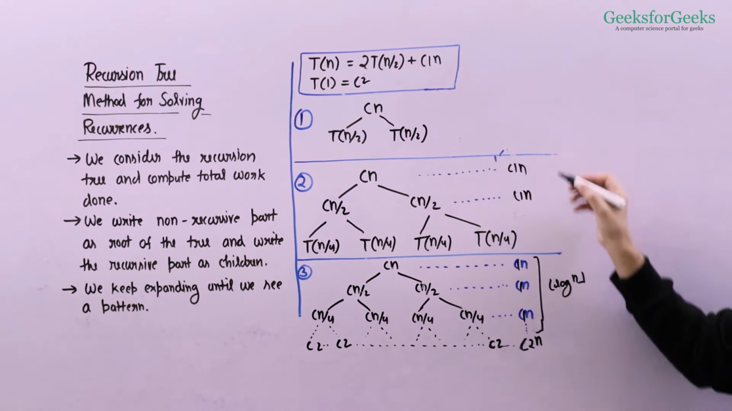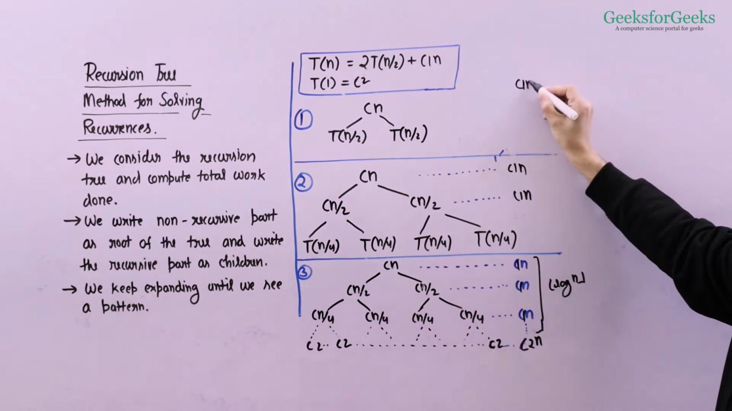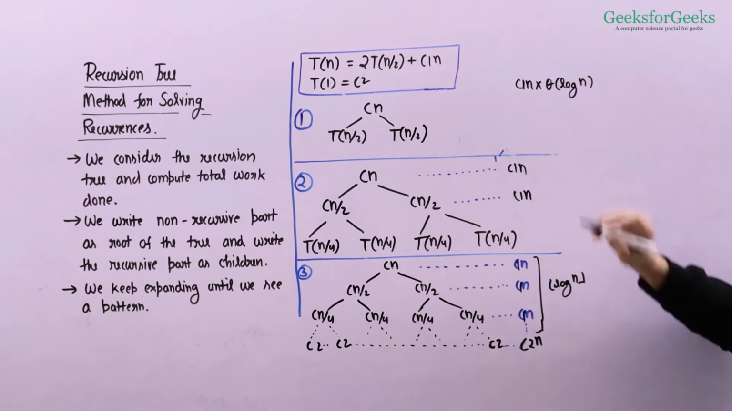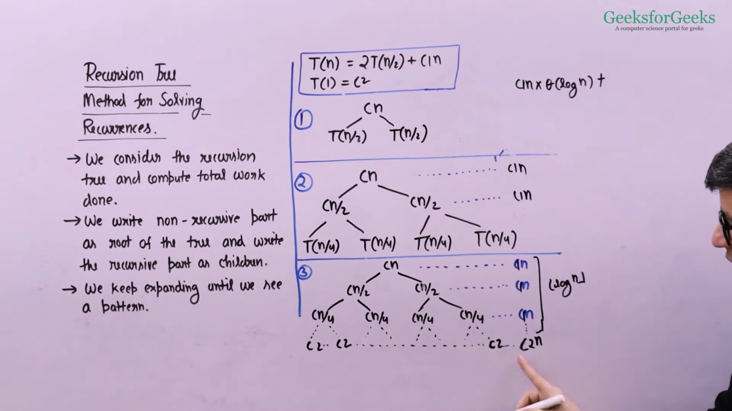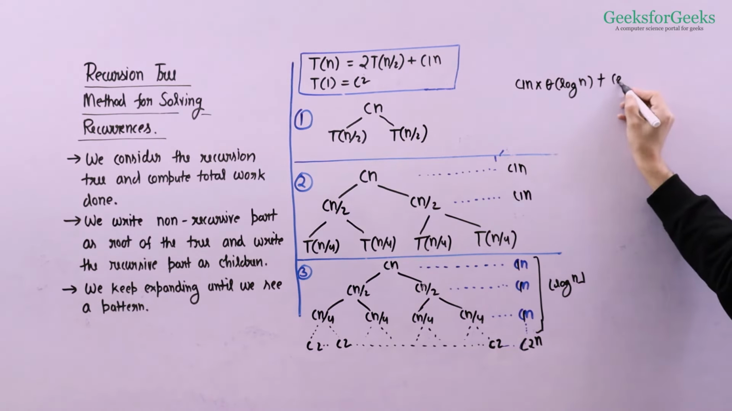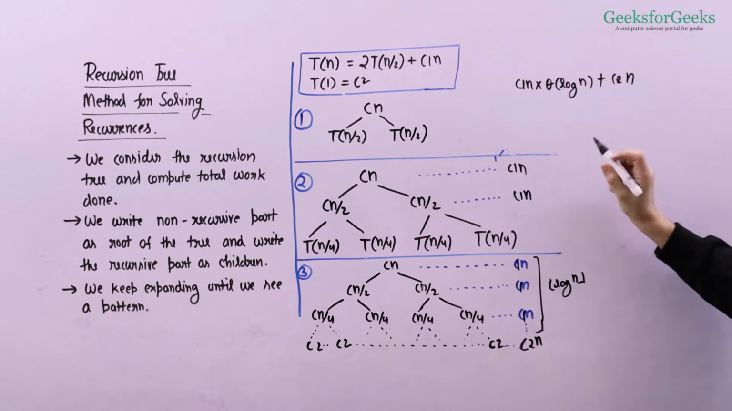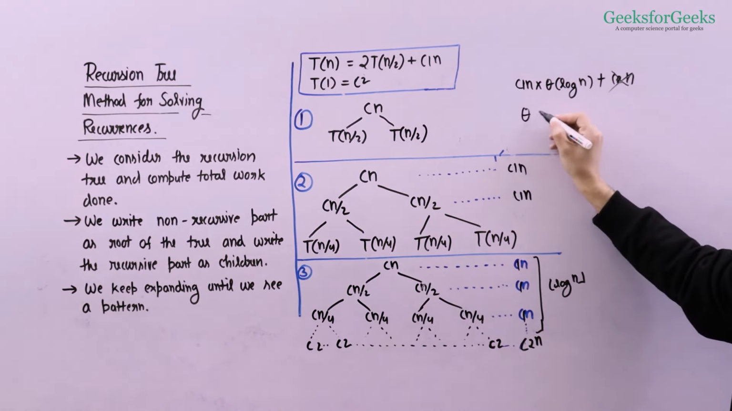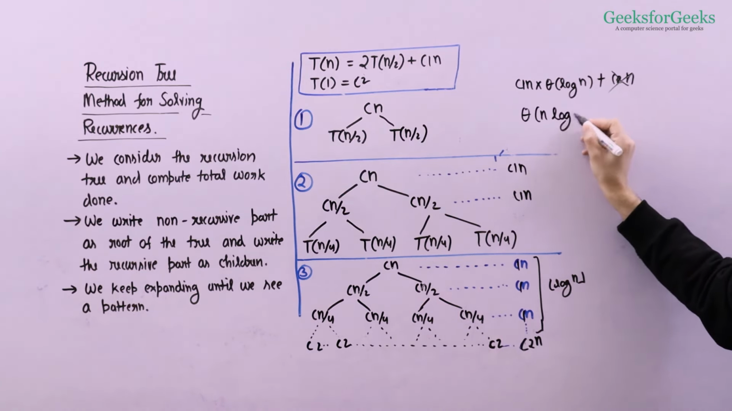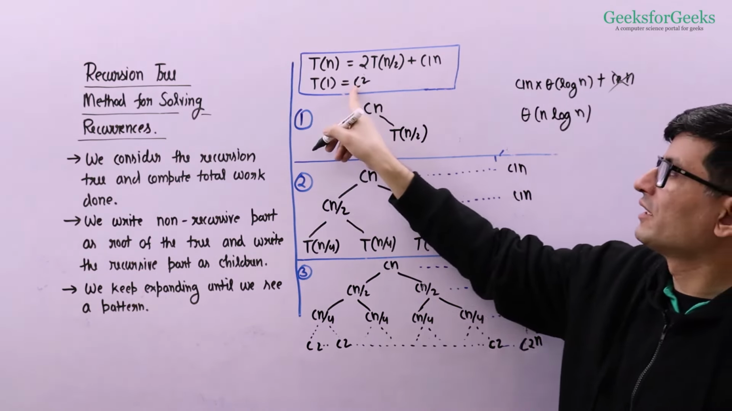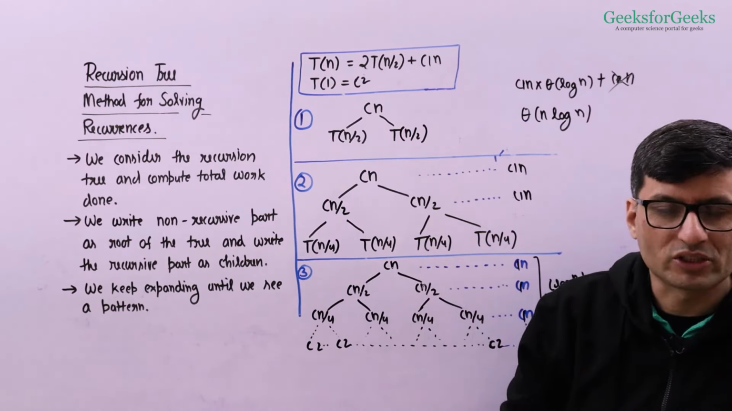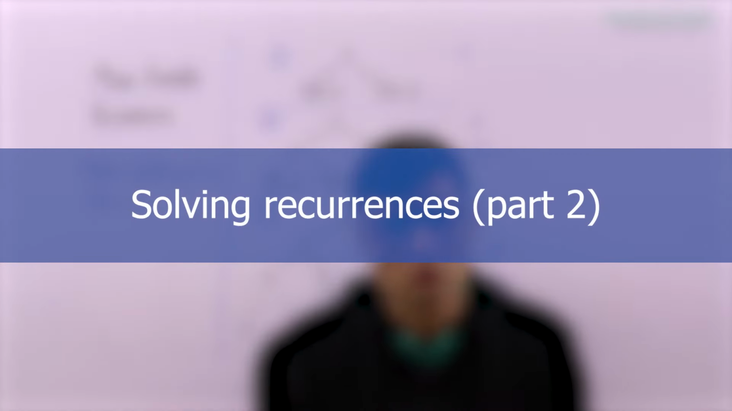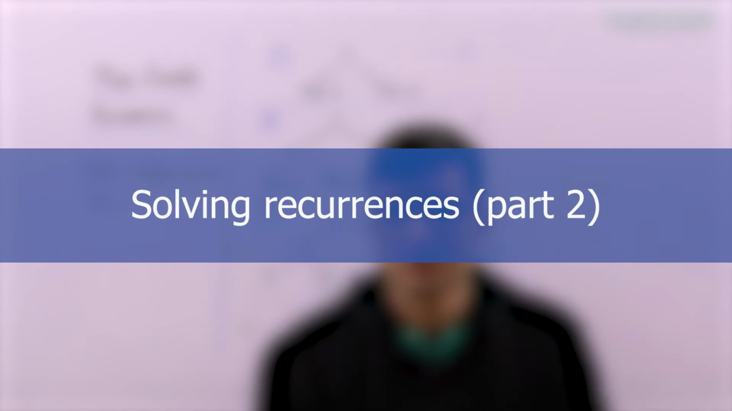And how much work am I doing at every level? I am doing C1n into floor of log n. I can say theta log n levels; floor and ceiling we can ignore. Plus at the last level I am doing C2n, and this is a lower order term. When we talk about asymptotic analysis, we can ignore the lower order term. So we can again say it's theta of n log n. For simplicity only, I considered C1 and C2 both, but when you analyze actual algorithms, they would have different values.